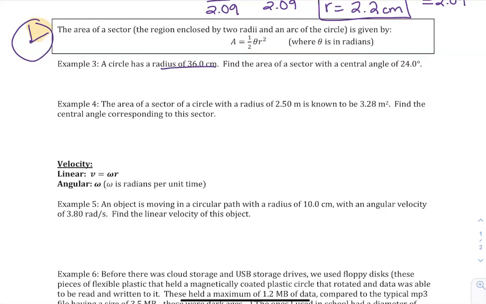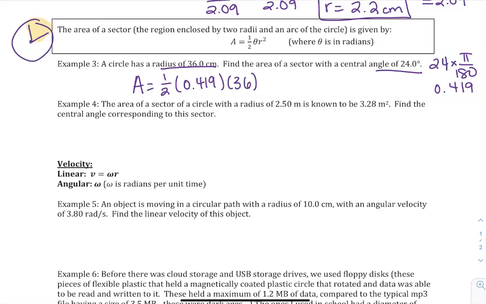Here, in example 3, we know the radius, we know the central angle in degrees, so let's convert that. 24 times pi over 180. 24 times 3.14 divided by 180 gives us 0.419 for our angle. So we're looking for the area. It's 1/2 the angle times the radius squared. 0.5 times 0.419 times 36 squared gives us 271.5 centimeters squared. It is an area, and so that is a square unit.